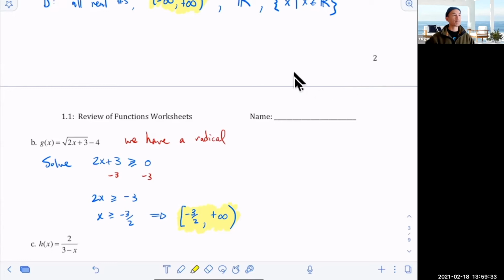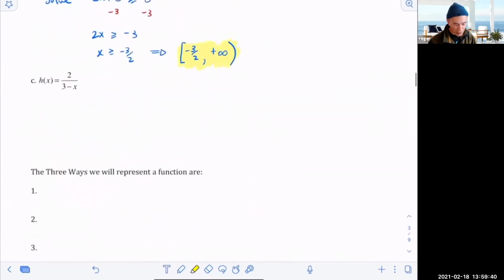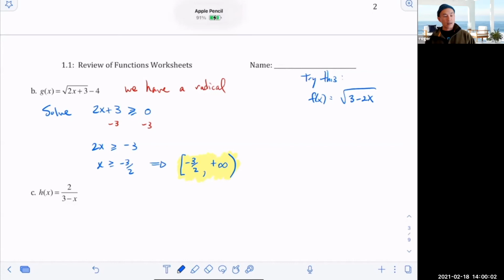Cool. So any questions so far? We have classwork planned, but I'm just going to ask you right now. I just want you to try one. So why don't you guys try this one? F of x is equal to the square root of 3 minus 2x. Why don't you figure this out and then type your answer in the chat box when you finish.